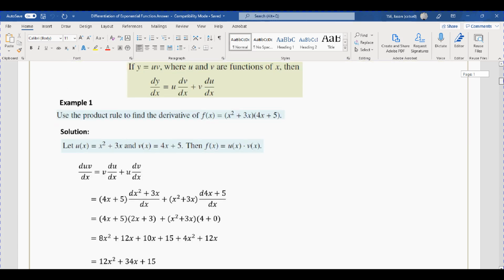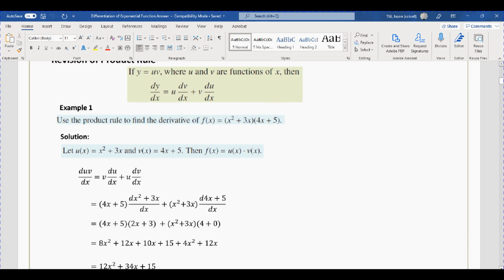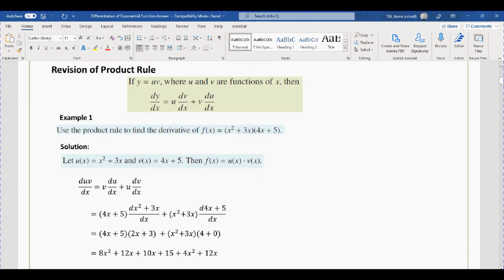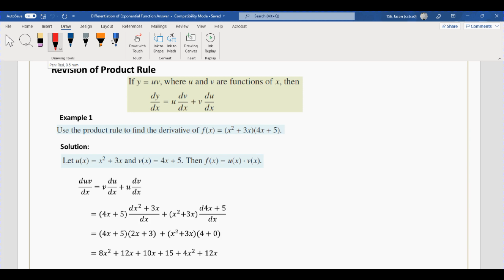All right, and the next thing you need to recall is what we call the product rule. Product rule means when you have two expressions multiplied together, how can we differentiate them? Then you separate them into two parts. The first part is u, the second part is v, and you apply the product rule.